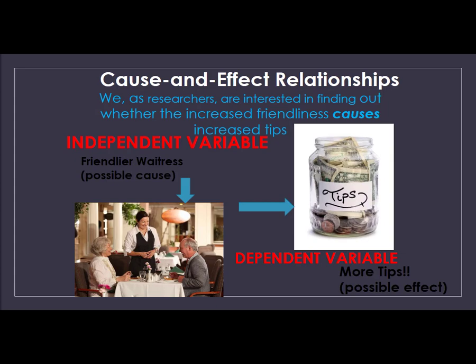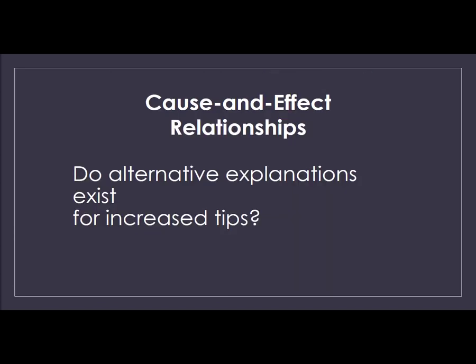The purpose of an experiment is to identify the cause and effect relationship. Looking at our example of friendlier waitresses or waiters earning more tips, we would say the possible cause is a waitress being friendlier. The possible effect is more tips. We as researchers are interested in finding out whether the increased friendliness of the waiter or waitress causes those increased tips. Or do alternate explanations exist for the increased tips?